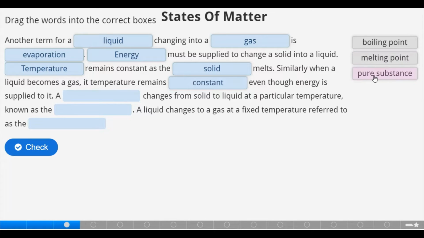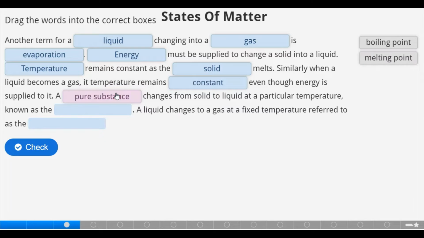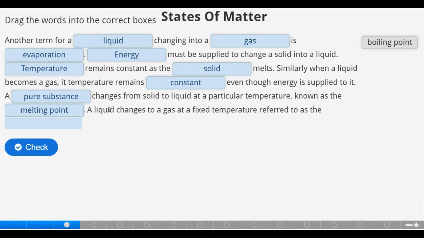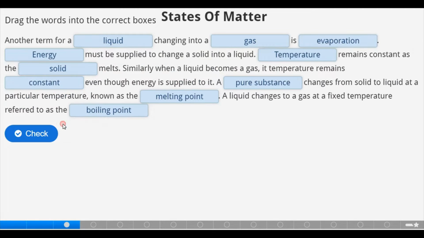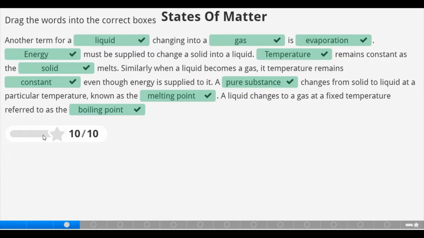A pure substance changes from solid to liquid at a particular temperature, known as the melting point. A liquid changes to a gas at a fixed temperature, referred to as the boiling point. So let's check. That's correct. Then we move on.